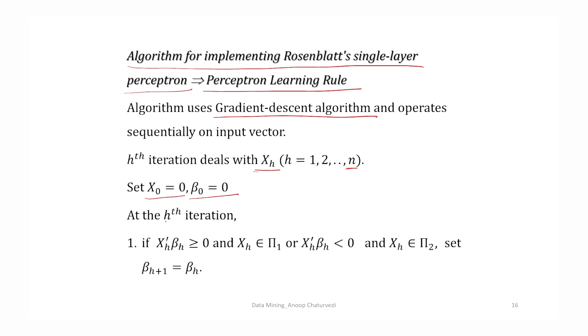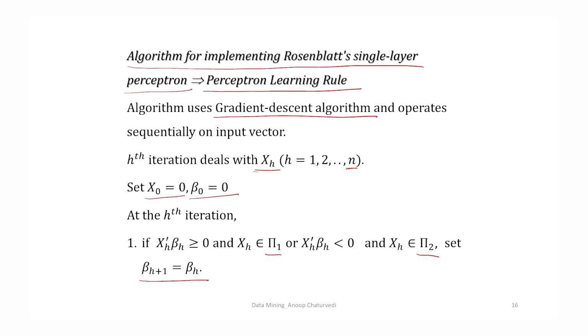Then at the hth iteration, if x_h transpose beta_h is greater than or equal to 0 and x_h belongs to pi_1, or x_h transpose beta_h is less than 0 and x_h belongs to pi_2, then we set beta_(h+1) equal to beta_h. Remember that while training the model, you are providing the input variables and you also know whether the input variable belongs to pi_1 or pi_2.